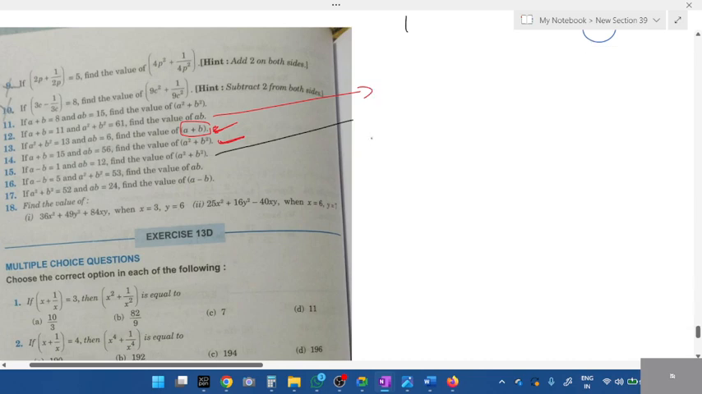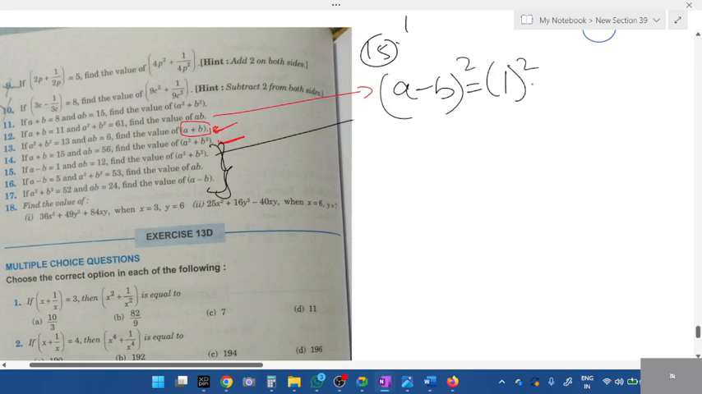Next, I'll solve only one. It's the same, students. For all three questions, take a minus b and square it. Look at the 15th question. a minus b is equal to 1, given. Square on both the sides. If the right hand side is not given, just take a minus b and square. Use (a minus b) the whole square. a square plus b square minus 2ab is the answer, equal to 1.